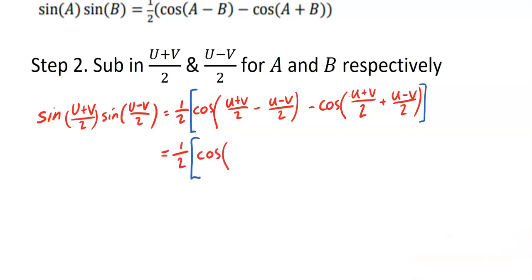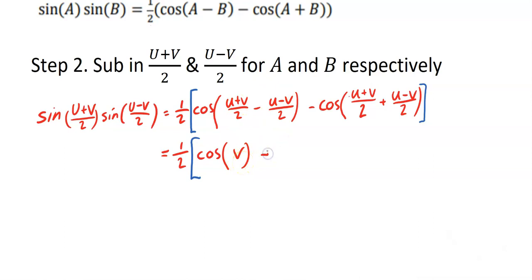Do this next bit in front of you so you can see what I'm doing. U minus u, the u's will cancel out. V minus minus v, that'll give me 2v, but it's going to be 2v over 2. And 2v over 2 is just going to be v. So all of that junk there just becomes v.